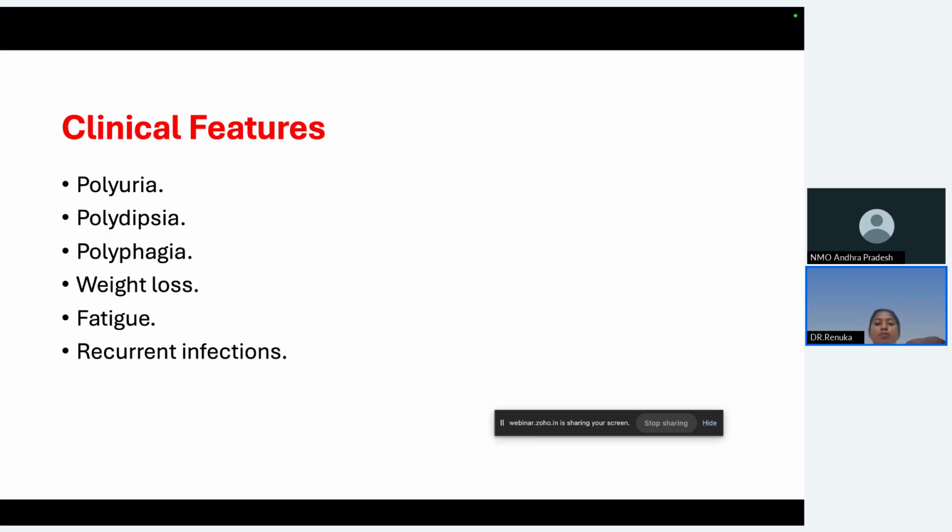All the muscle wasting is present. The patient becomes very thin. Why? Insulin is important for protein synthesis. No insulin, no protein, no fat, nothing. So weight loss will be present and fatigue will be present. Recurrent infection. Why recurrent infection? Whenever there is insulin deficiency, what happens? Sugar increases in the body, that is, hyperglycemia will be present. Whenever there is hyperglycemia, bacterial growth will be present. So there is recurrent infection.